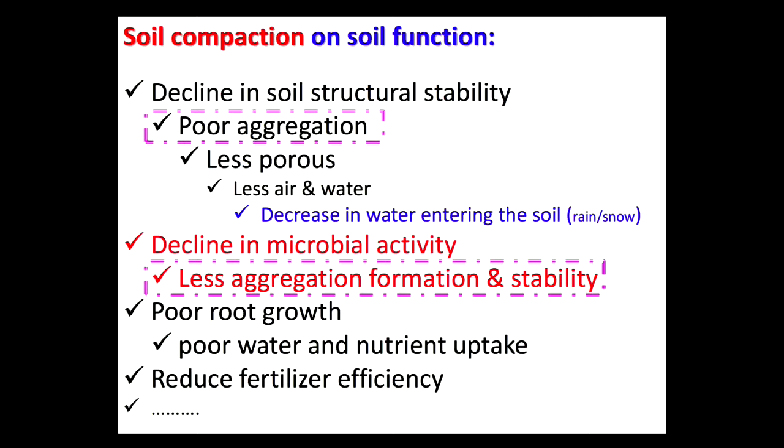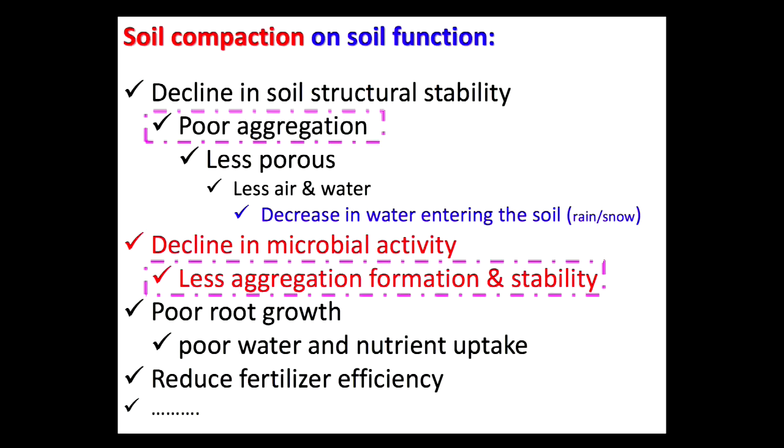We can see that we have a decline in the soil structure. That is an indication that it will change the aggregation in the soil. And for that reason, it's going to be less porous, and there's going to be less air and less water coming in there. And it's also going to affect the microbial activity in there. So we need to have good aggregation and less compaction in order to get more microbial activity.